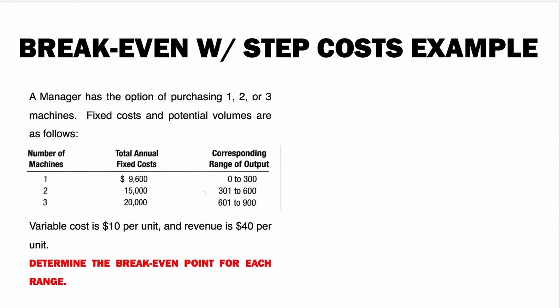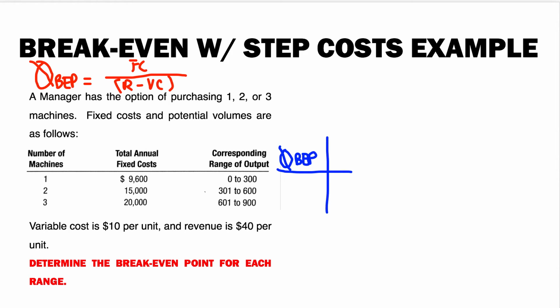When analyzing the alternatives of multiple machines, the first step is to always determine the break-even point for each range. In order to do this, we'll be using the break-even formula we learned in the last video and apply it to each of these machines, which gives us, for one machine, we will be needing to produce 320 units to break even. With two, we'll be needing 500 units. And with three machines, we'll be needing around 666 units to break even.